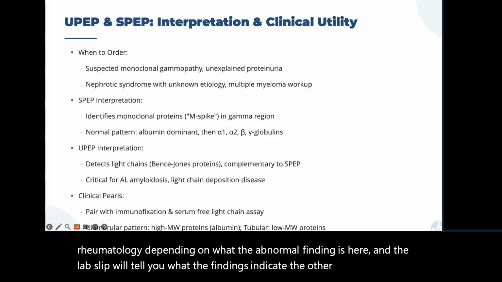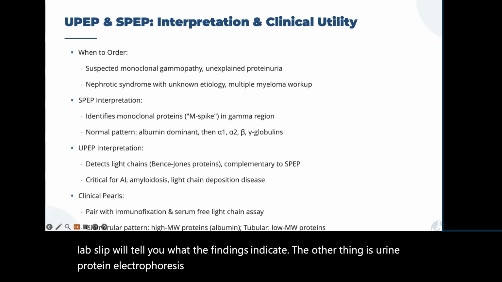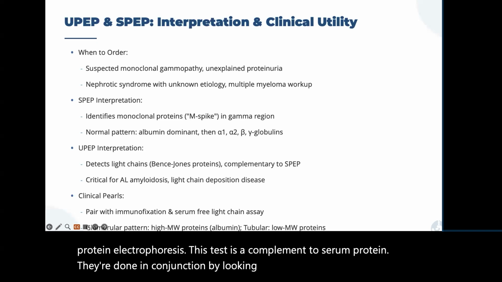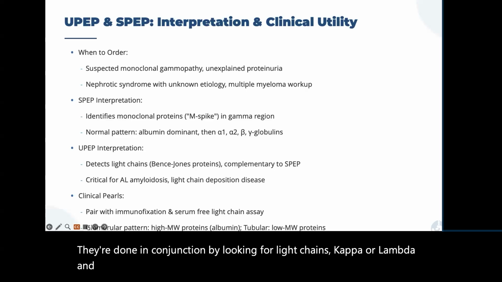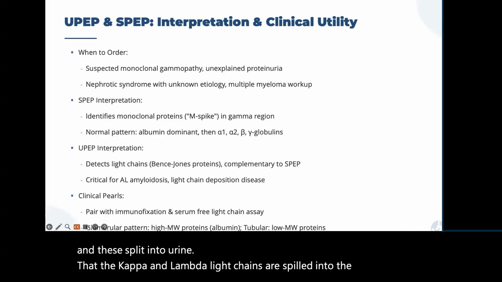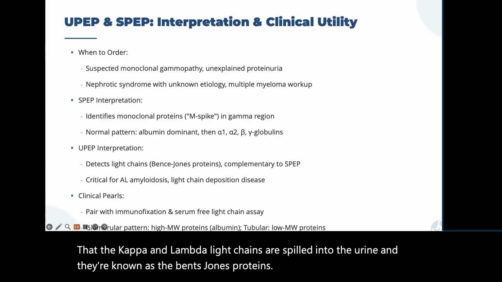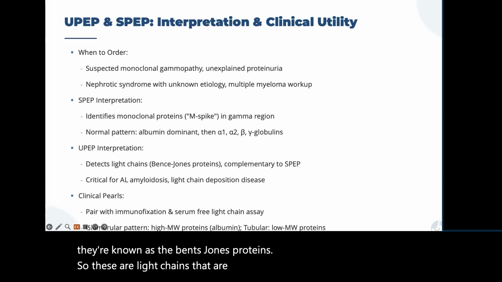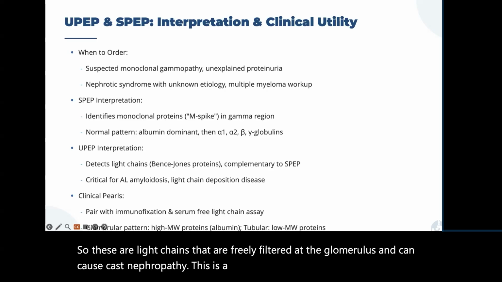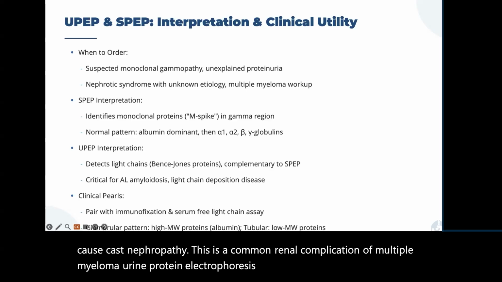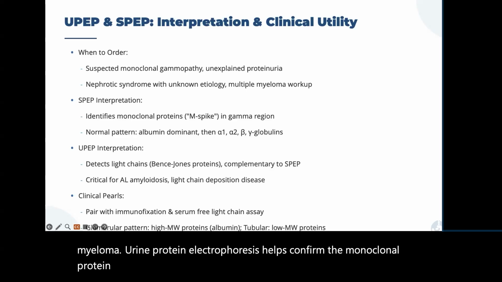The other thing is urine protein electrophoresis. This test is a complement to serum protein. They're done in conjunction, looking for light chains, kappa or lambda, that spill into the urine. The kappa and lambda light chains spilled into the urine are known as the Bence-Jones proteins. So these are light chains that are freely filtered at the glomerulus and can cause cast nephropathy. This is a common renal complication of multiple myeloma. Urine protein electrophoresis helps confirm the monoclonal protein excretion and quantifies to what degree. The tests are done together.